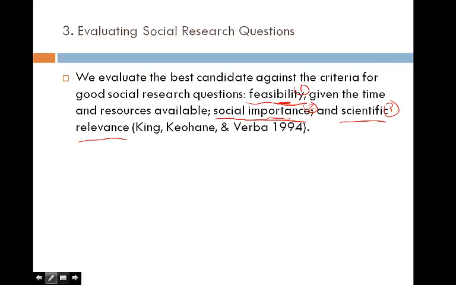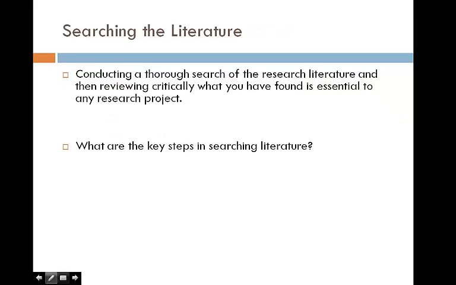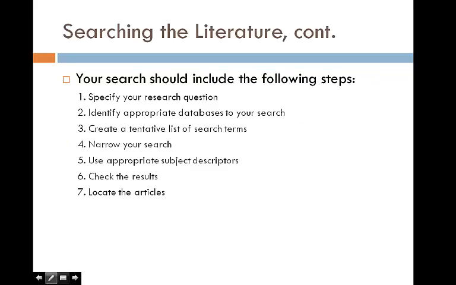Let me emphasize the 3 criteria to evaluate social research questions. Number 1, feasibility. Number 2, social importance. Number 3, scientific relevance. Conducting a thorough search of research literature and then reviewing critically what you have found is essential to any research topic. So what are the key steps in searching literature?